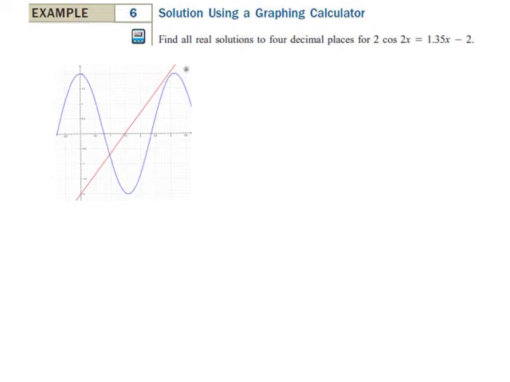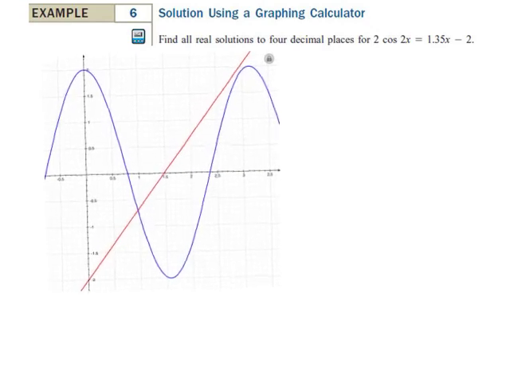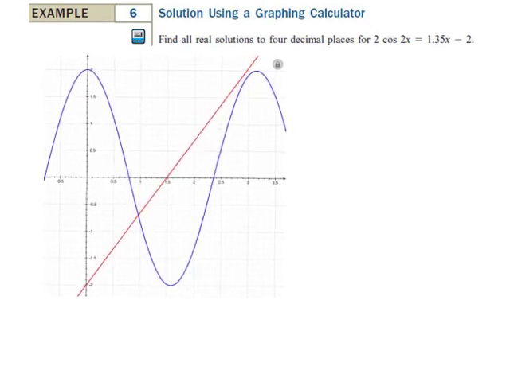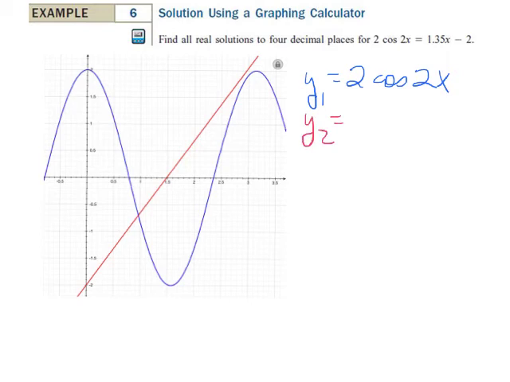Okay, these ones are super simple. The hardest part is plugging it in the calculator. So here's all I did. Hold on, let's make this bigger so we can see our graph. All I did is I plugged it in. So I said that y1 is equal to 2 cosine 2x, and then I said that y2 is equal to 1.35x minus 2, and all it wanted you to do is find out where they intersect.